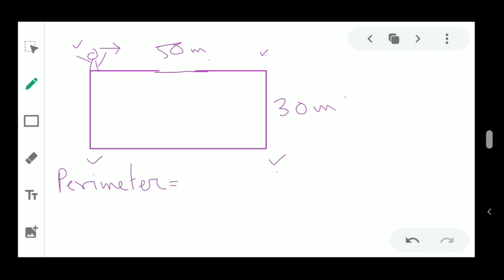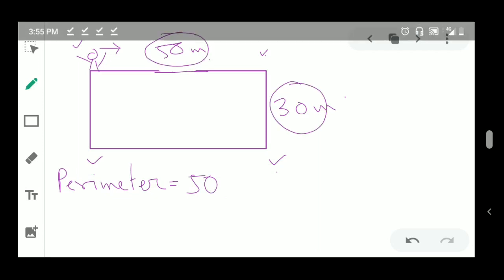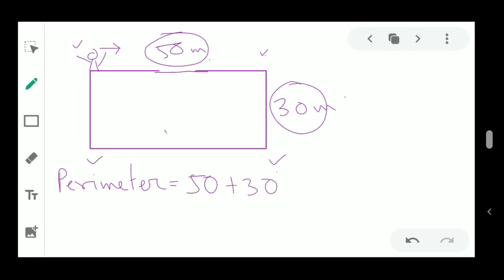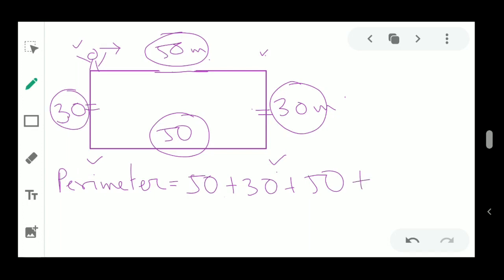So perimeter is your 50, then again 30, then again this is also 50 because opposite sides are same for rectangle. So again 50 you are going, and then again 30 you are going, because this and this both are same. So now total 160 meter will be your perimeter. So what is perimeter? Perimeter is nothing but your boundary.